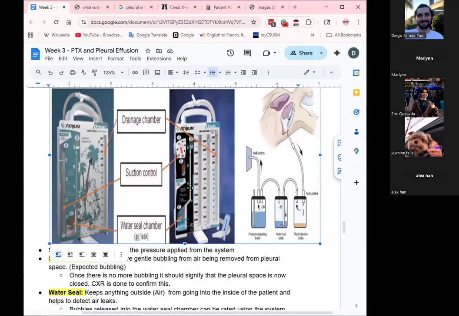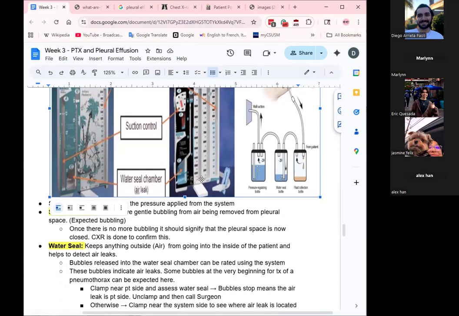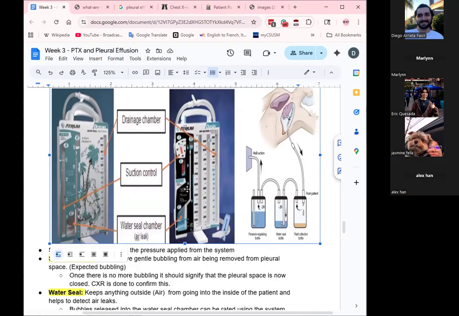And then this part right here is going to be your water seal. Your water seal is there so that you know that there's no leakage. If there's air bubbles in here, there's going to be a number system that tells you how severe the leak is. Those air bubbles are a sign that there's a leak, and then there's a whole procedure that you do to try to determine where that leak is coming from.